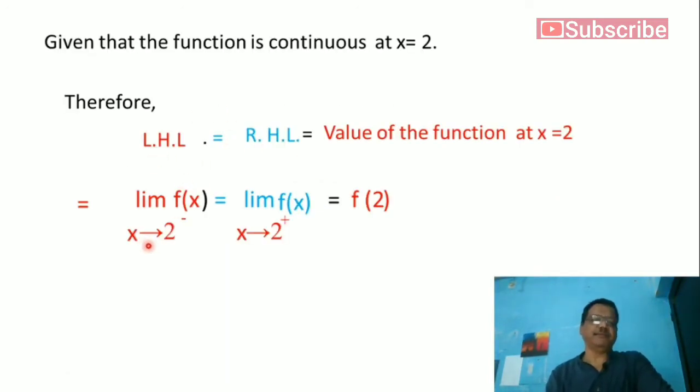See, left hand limit means x is approaching 2 from the left. So in that case we use 2 negative, is it not? So the limit of f(x) when x approaches 2 from the left, that means x tends to 2 negative, is equal to the limit of f(x) as x tends to 2 positive. This is the right hand limit. 2 positive means x is approaching 2 from the right. Got it? So this is f(2), the value of the function at 2. Fine.